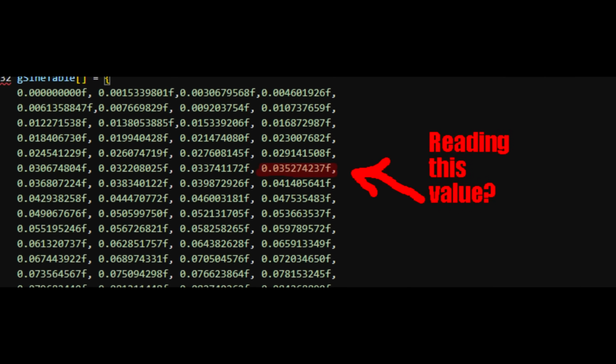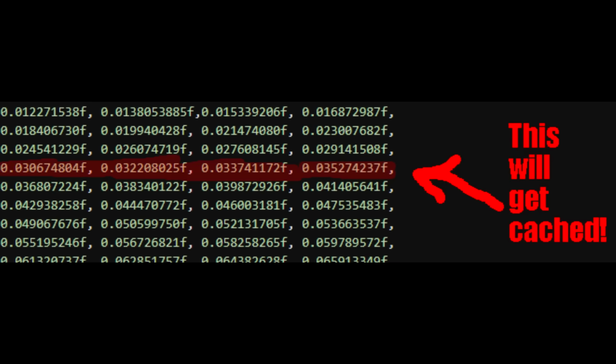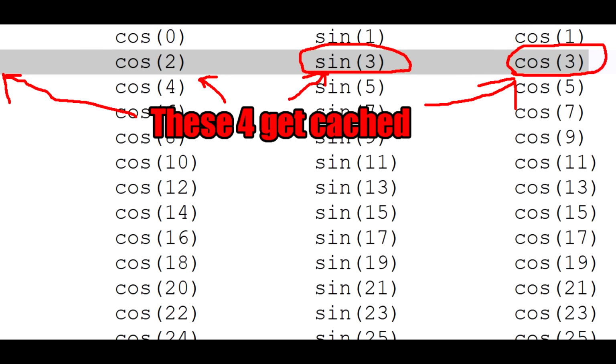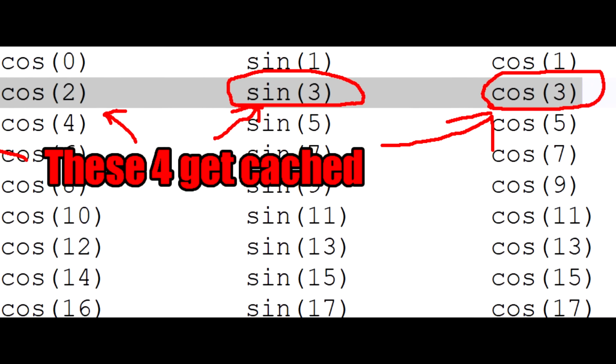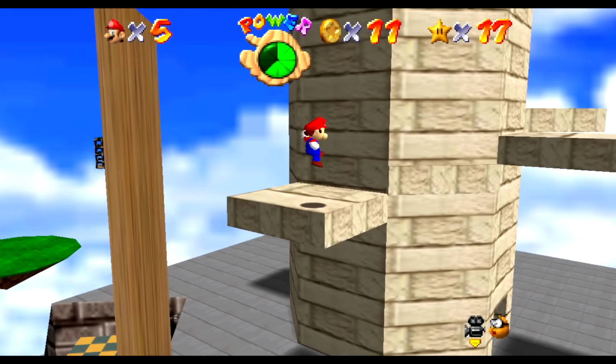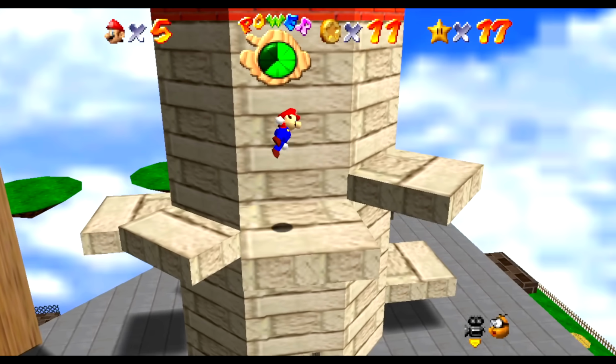Imagine the N64 is trying to read a value in the table right here. It will cache this entire line of numbers, but only one of the 4 numbers is actually being read. If we have the interwoven sine and cosine table, like I suggest, we can guarantee that by the time we need to compute the cosine of a number, it will already be in the cache, ready and waiting. I'm not sure if anyone else has ever used this approach, but I was thrilled when I came up with this.